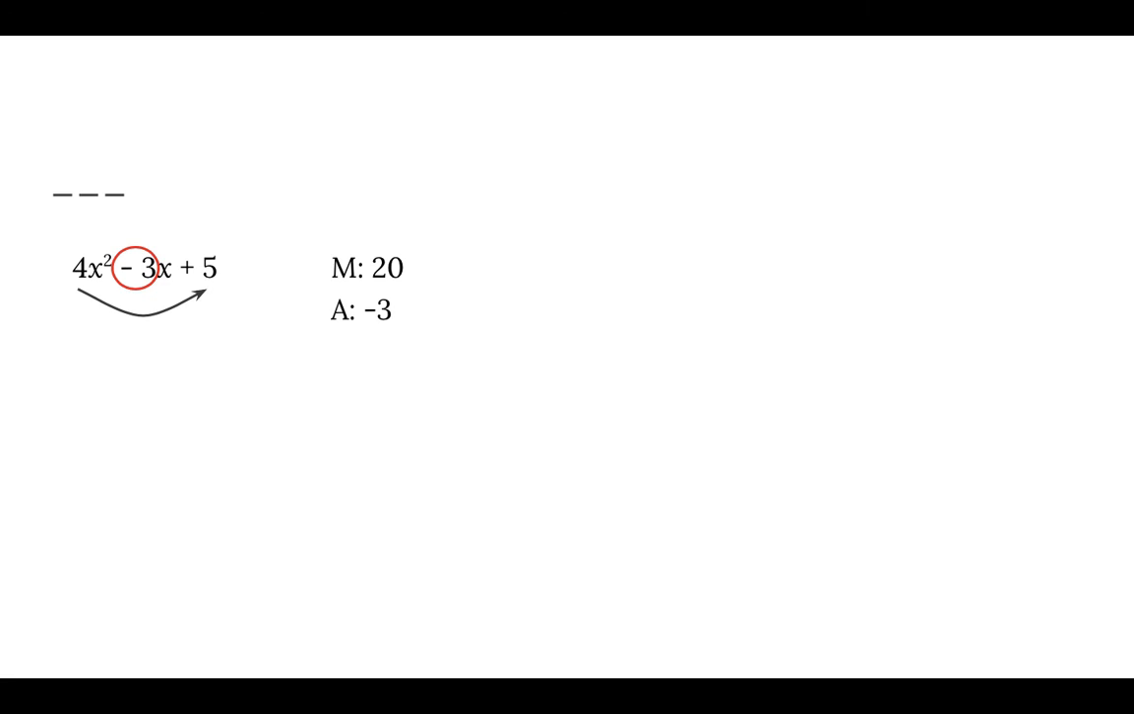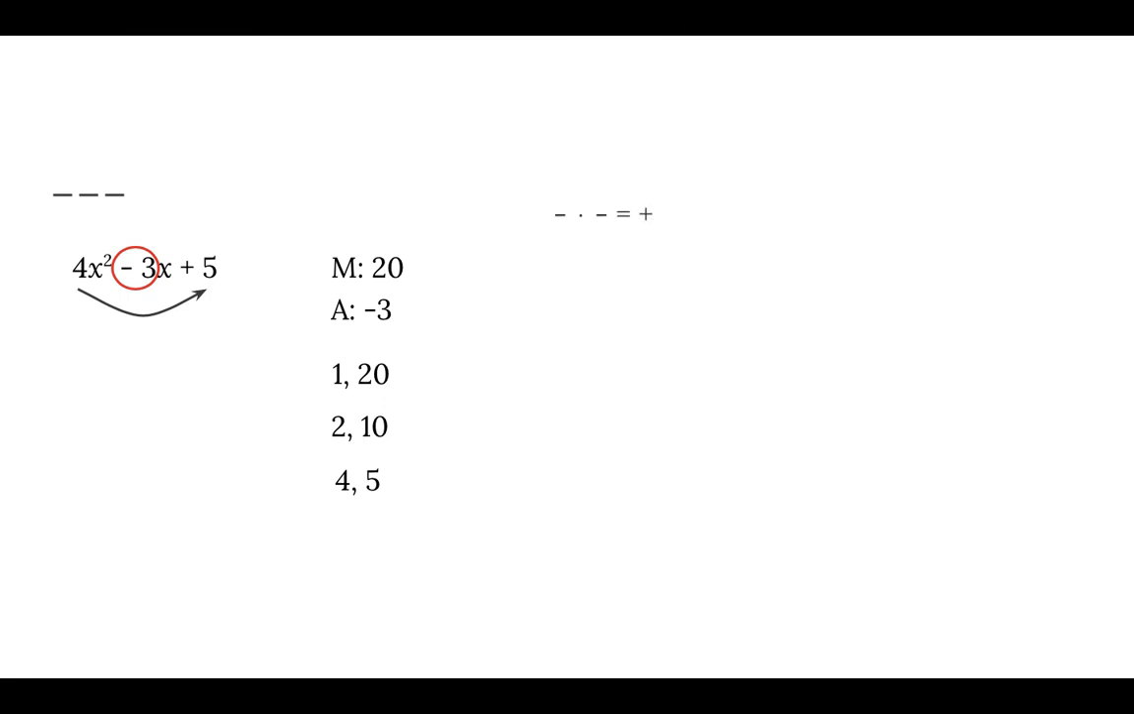I start listing out factors. 1 and 20. When I add them, I get positive 21, so I need to search again. 2 and 10, that gives me 12. I'm getting closer, but it's not negative yet. 4 and 5, we get 9 when we add them. Again, those are all positive numbers.